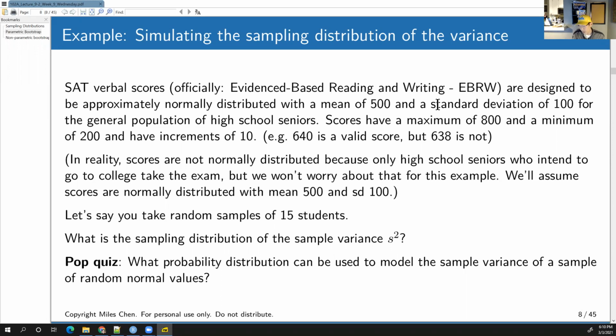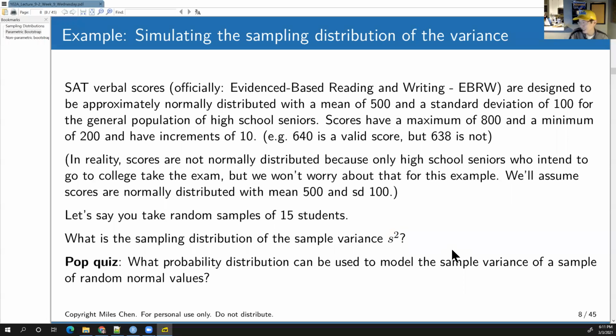But just for the sake of this example, we're going to assume that it is normal with a mean of 500 and a standard deviation of 100. And we're going to take a random sample of 15 high school senior students. And the question is, what is the sampling distribution of the sample variance S squared, right? So if we calculate the variance of the sample, what is the distribution of possible S squared values, right? And there's actually a probability distribution that can be used to model the sample variance of a sample of random normal values. And maybe you remember it, maybe you don't. If you think you remember it, you can throw it in the chat.